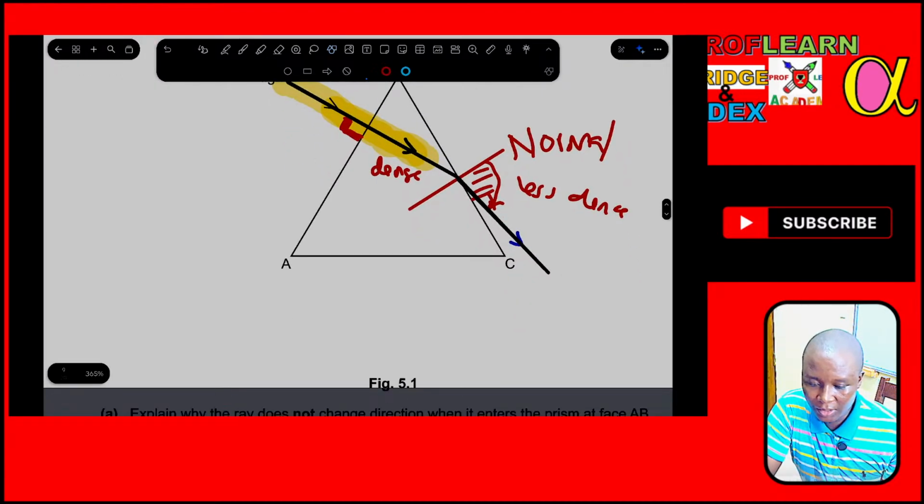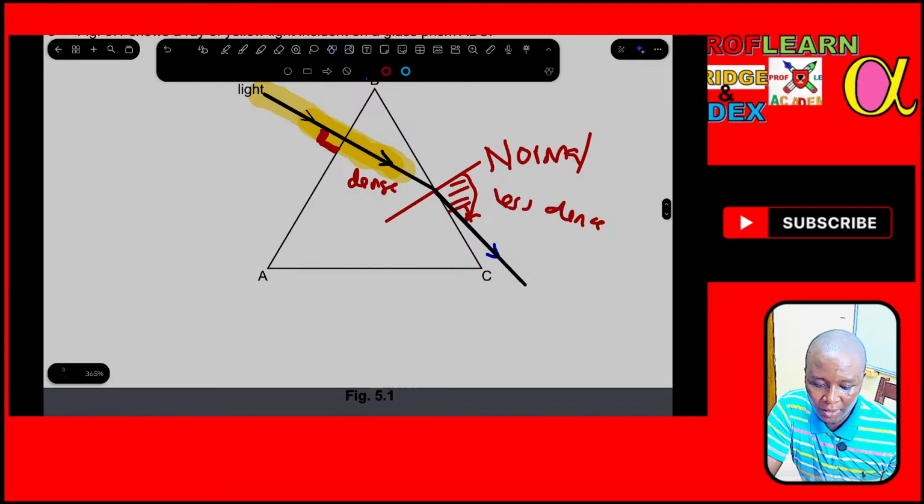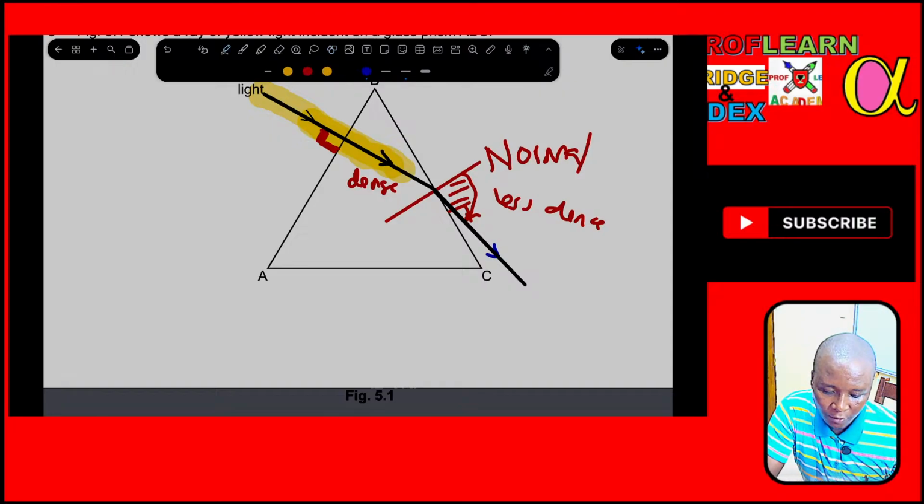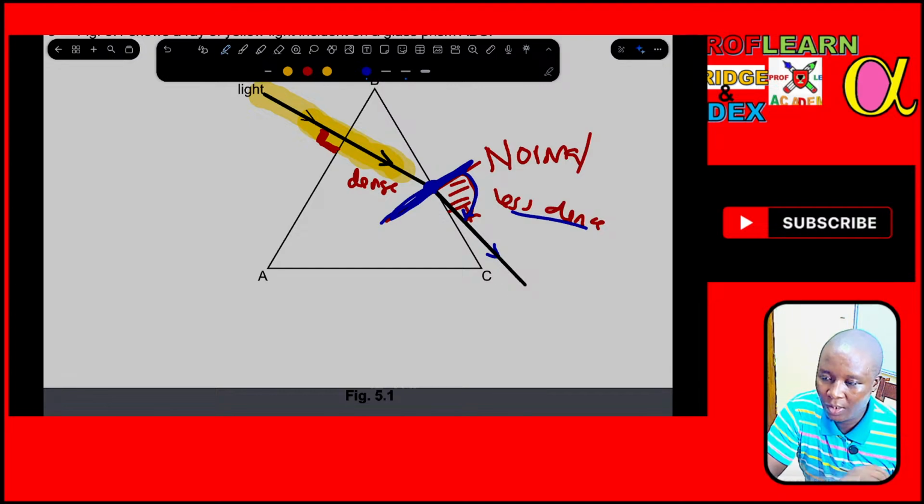In this section, candidates were supposed to complete the diagram by drawing how the ray is going to emerge out. So the first thing that I need to remind you is that you have to start by drawing the normal. Once you have drawn the normal, because this ray is moving from this point to the less dense medium, then it's going to bend away from the normal, and then you are going to have your diagram represented like that.